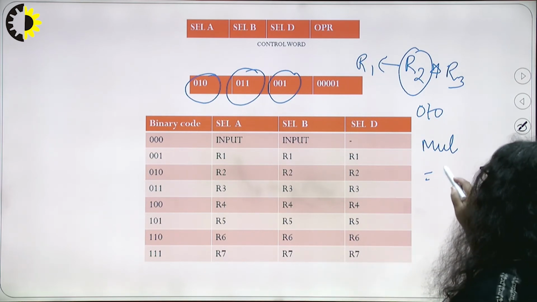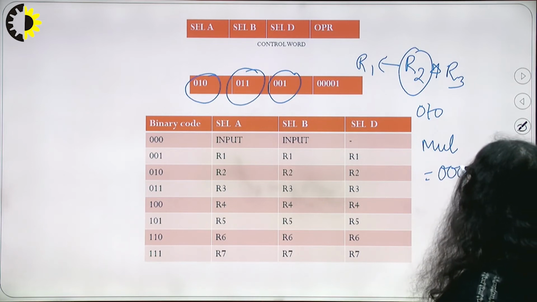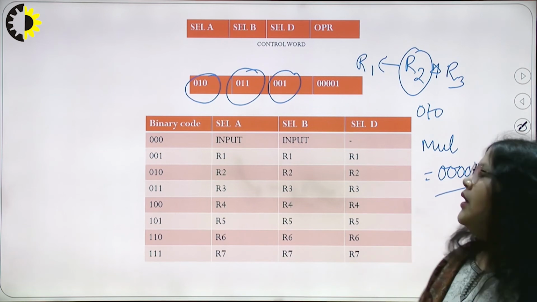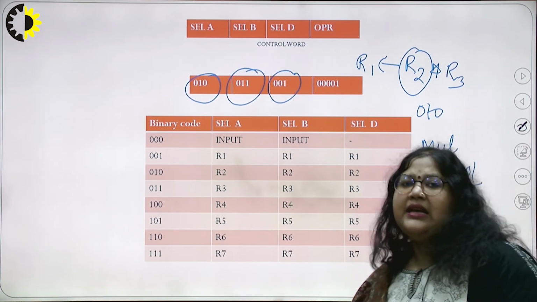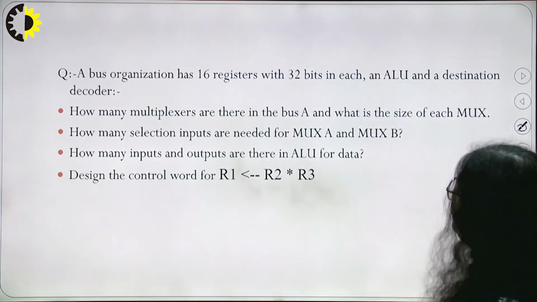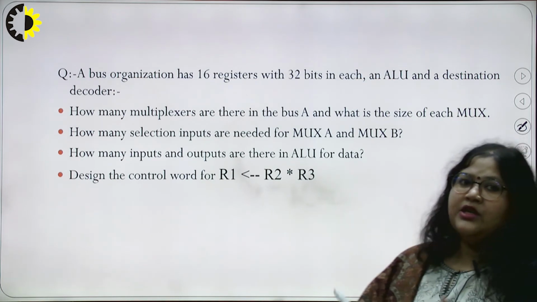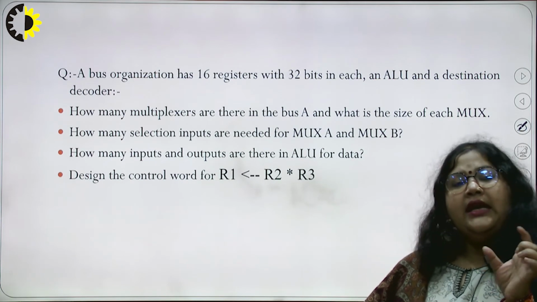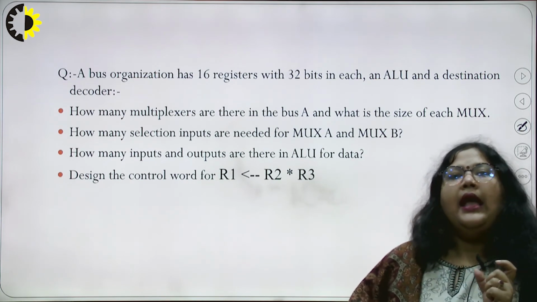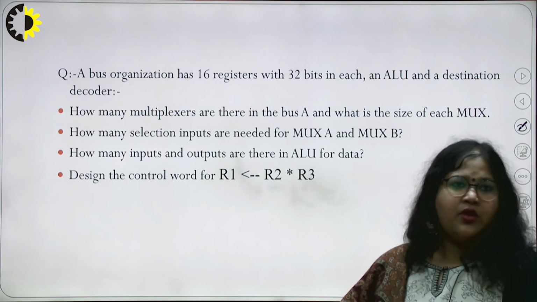So basically, we have to consider that for the multiplication we have to assume 0, 0, 0, 1. So this is the basic working of the control word. Let's take an example question on this topic: a bus organization has 16 registers with 32 bits each, an ALU and a destination decoder, like a GPR, a general purpose register organization.